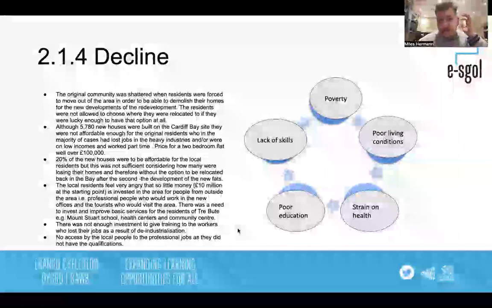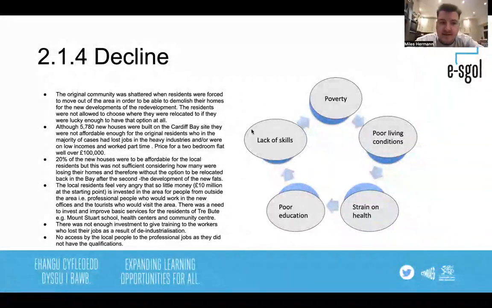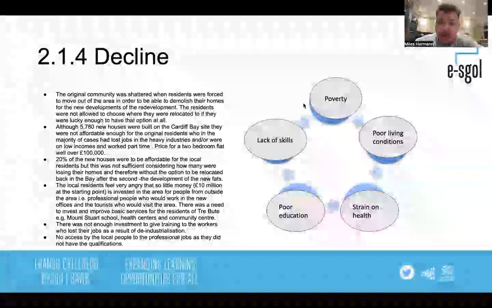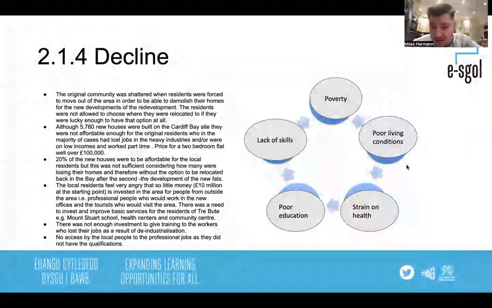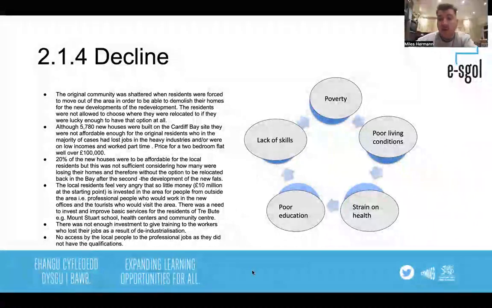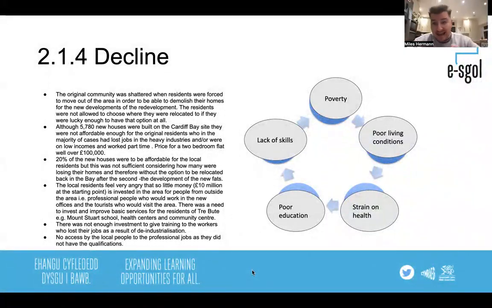So when looking at decline, there is actually this circle of deprivation that we can look at. And you can talk about the circle of deprivation if you were to talk about your case study in the exam. So here we can see in the circle of deprivation, there's poverty and lack of income. That leads to poor living conditions. This might have a strain on health. This might then lead to possible poor education and the lack of funding in education and schools. And this will lead subsequently to a lack of skills, meaning there'll be more poverty in future generations.